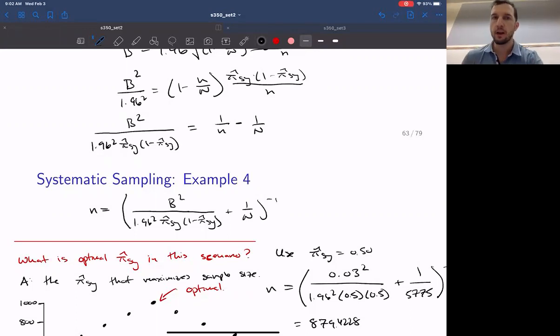So the last time we actually had lecture was on Friday of last week. And on Friday last week, we looked at 4 examples that concerned estimation and sample size collection via a systematic sample.